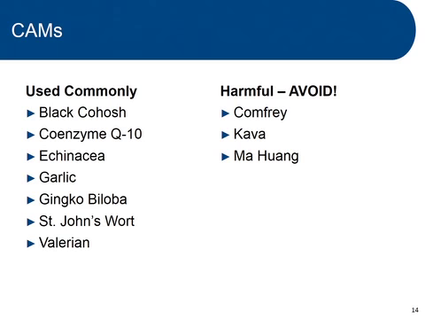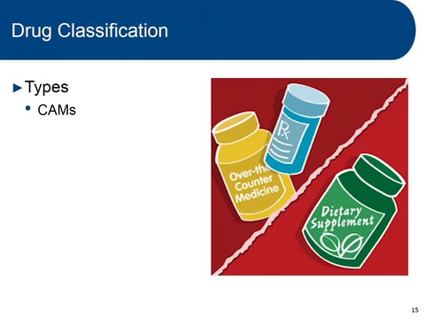What we plan to do as we talk about different disease states, we'll pull in some of these CAMs that would be used for treating those specific disease states. For example, St. John's wort is sometimes used to treat depression. So when we talk about depression and drugs that are used to treat depression, we'll also talk about St. John's wort.